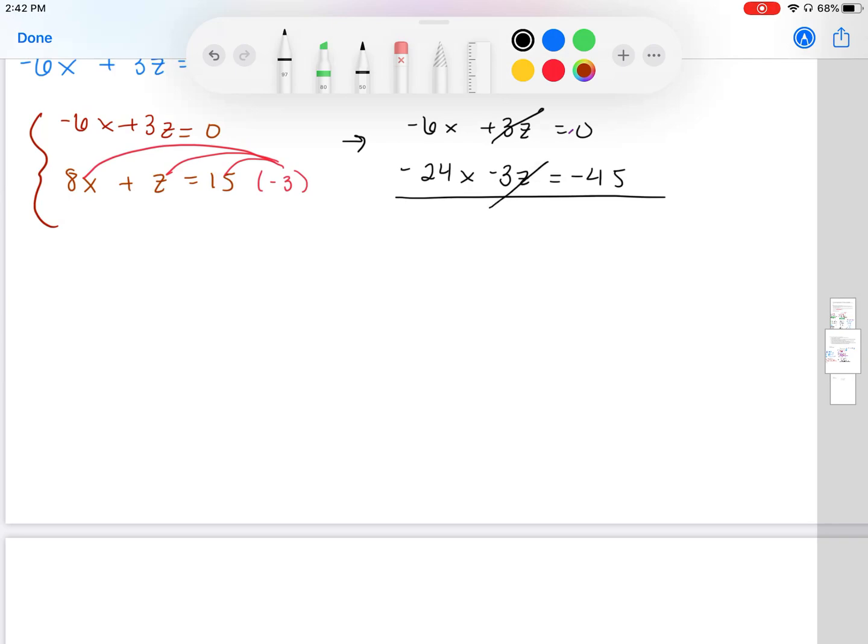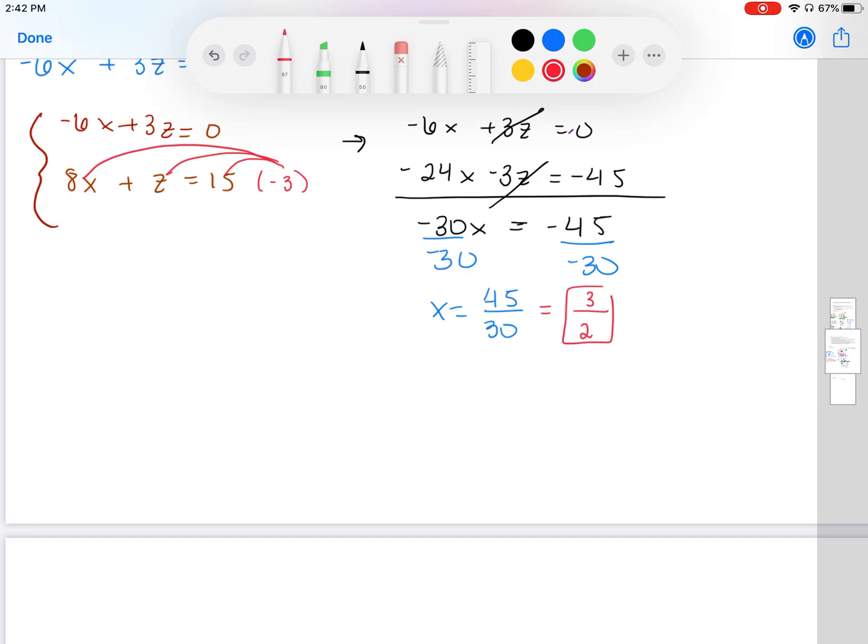We're left with negative 6 minus 24, negative 30x, and negative 45. Divide by negative 30 to get x by itself. So x is equal to negative 45 divided by negative 30. Two negatives make a positive, so I have 45 divided by 30. Both numbers can be simplified. 15 goes into both of them. 45 divided by 15 is 3, and 30 divided by 15 is 2. So x is equal to 3 over 2.